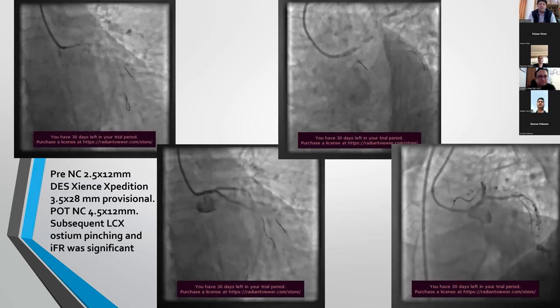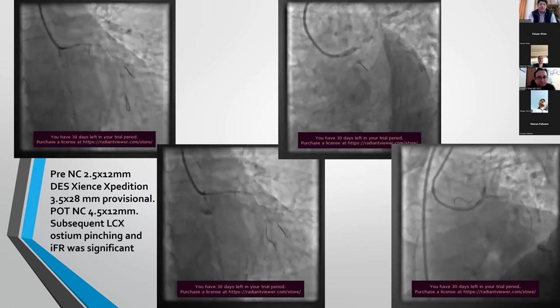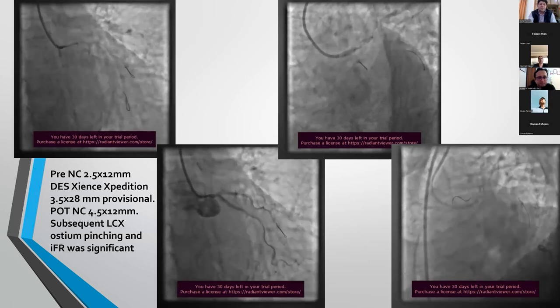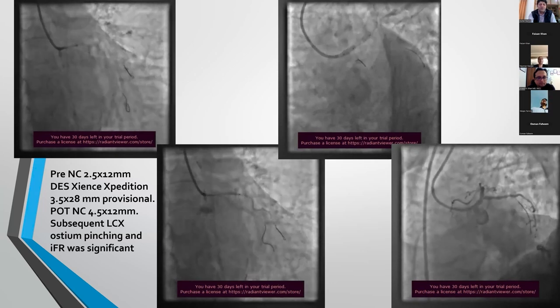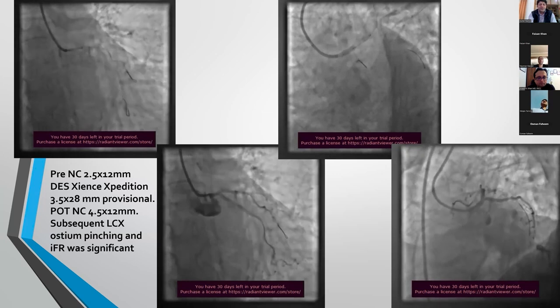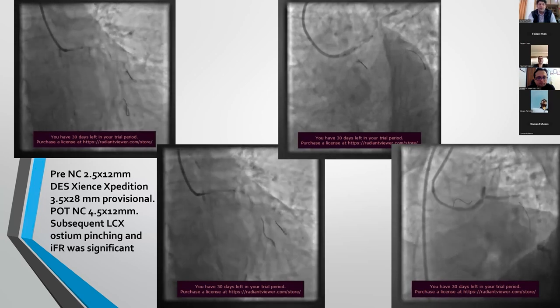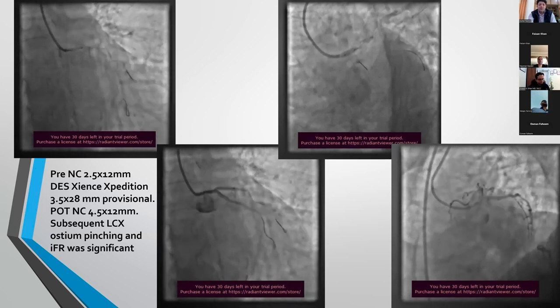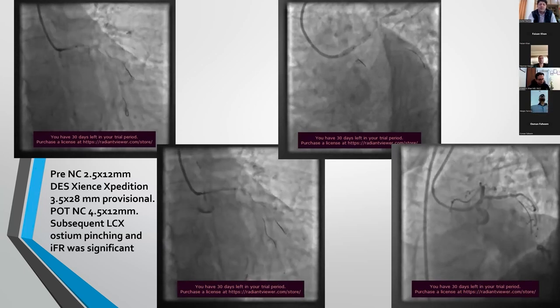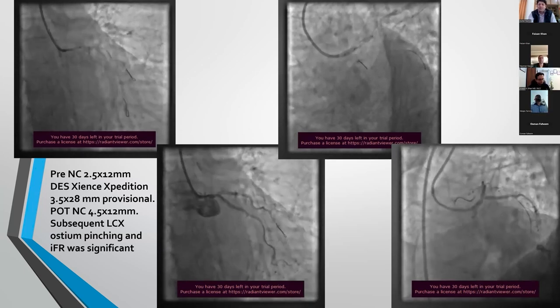We used NC 2.5 to pre-dilate the lesion, used a DES Sci-Science Expedition 3.5 by 28 with a provisional technique. We did POT with a 4.5 NC based on this IVUS. Subsequent circumflex ostial pinching was noted, as you can see in the AP caudal view on the right. And its iFR was done, which came out to be significant.